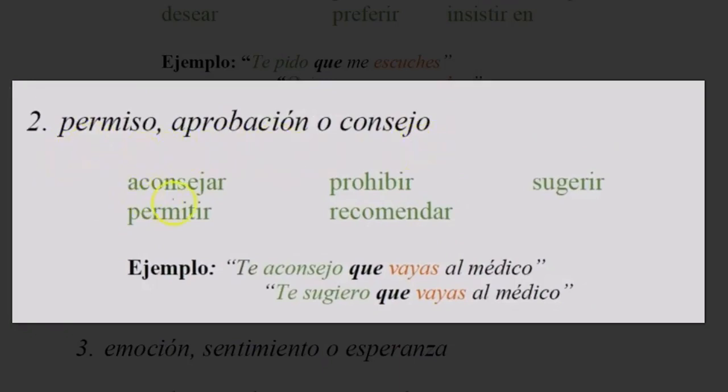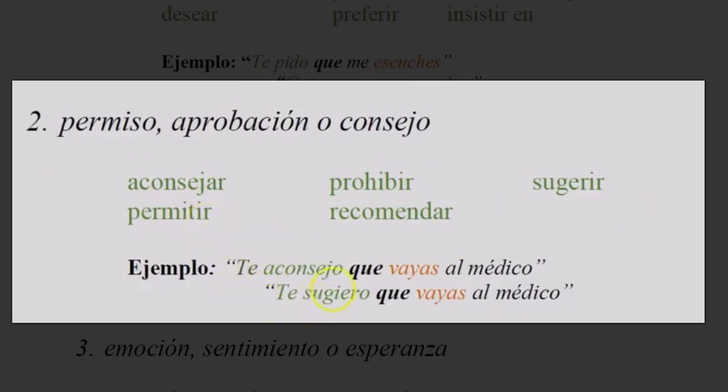If I advise you to do something, if I prohibit you or ban you from doing something, if I suggest that you may do something, if I recommend that you may do something, if I allow you or give you permission to do something, all these verbs trigger the subjunctive.